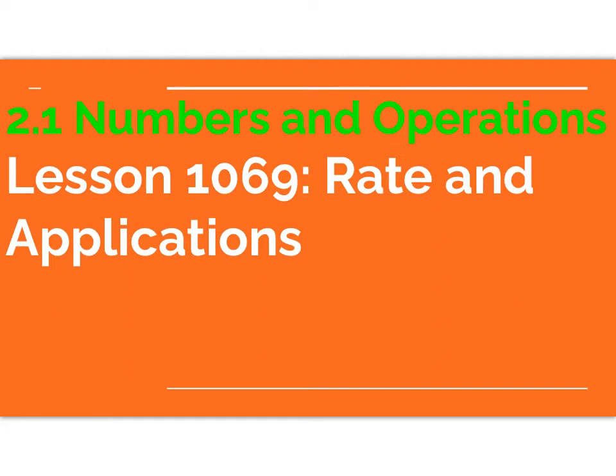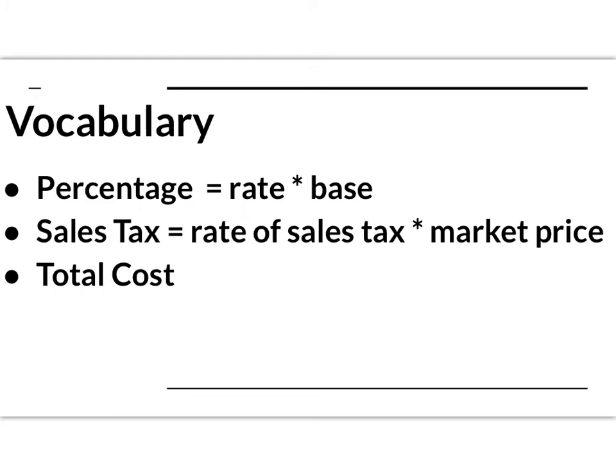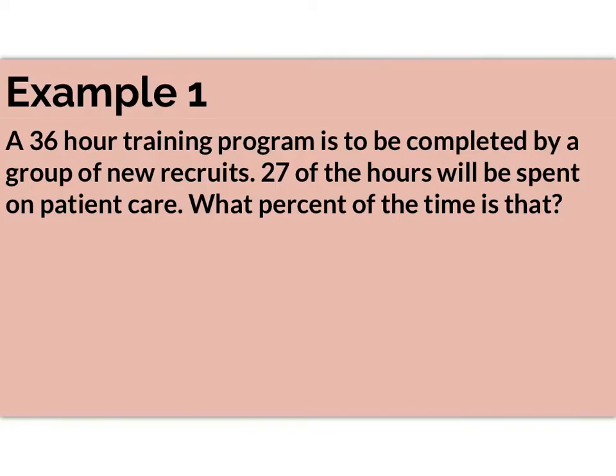So here we go. Our objective, our vocabulary, our first example. A 36-hour training program is to be completed by a new group of recruits. 27 hours will be spent on patient care. What percent of the time is that?